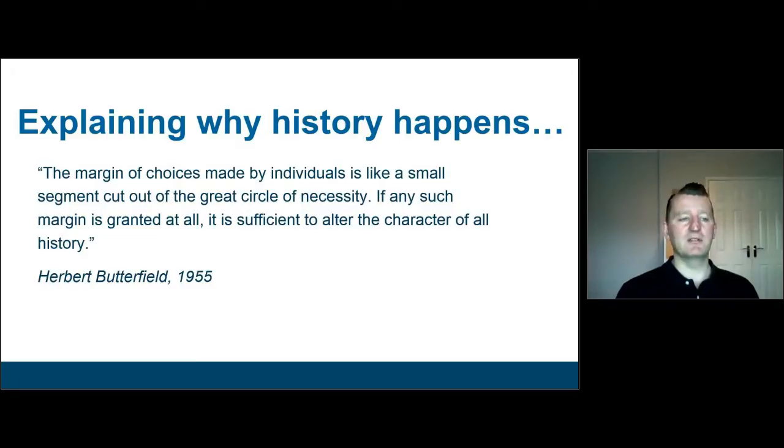Herbert Butterfield in 1955 pointed out that the margin of choices made by individuals is like a small segment cut out of the great circle of necessity. If any such margin is granted at all, it's sufficient to alter the character of all history. So really pointing out here that there's an important distinction to be made between the scope that individuals have to make decisions which will influence how history unfolds, and the confining forces that will limit that scope.